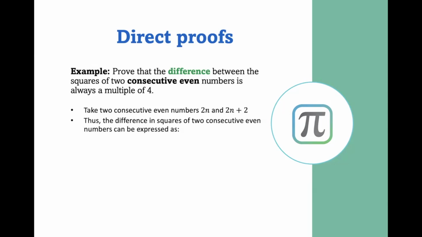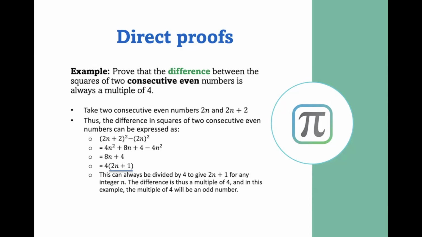Thus, the difference in squares of two consecutive even numbers can be expressed as (2n + 2) squared minus (2n) squared. We can then expand out the brackets, and this gives us 4n squared plus 8n plus 4 minus 4n squared. And this simplifies to 8n plus 4, which we can then factorize and have 4 outside the bracket and 2n plus 1.